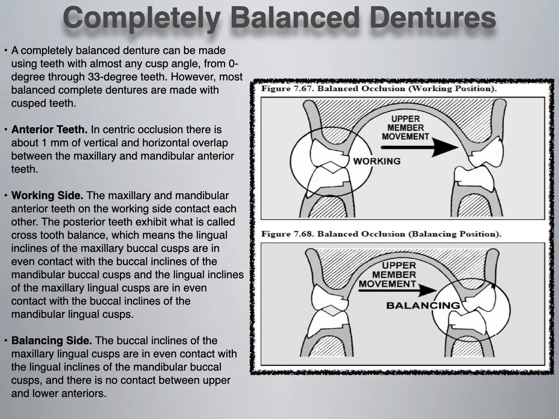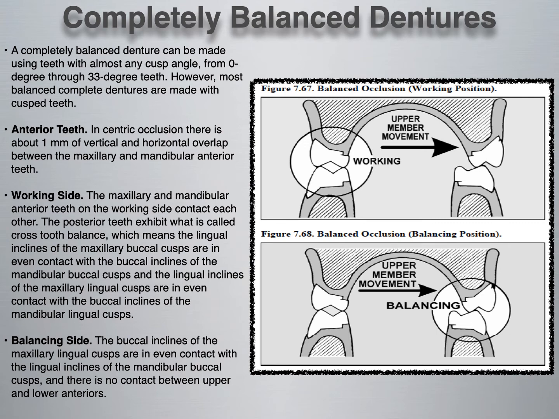Now, when we talk about the working side, the maxillary and mandibular anterior teeth on the working side contact each other. The posterior teeth exhibit what's called cross-tooth balance, which means the lingual inclines of the maxillary buccal cusps, right? And you can see that in the illustration on the working side circled, right? The lingual inclines on the inside of the maxillary buccal cusps are in contact with the buccal inclines of the mandibular buccal cusps. So we look at our mandibular buccal cusps and we see that the buccal portion of the buccal cusp is in contact with the lingual incline of the maxillary buccal cusp there, right? So when we look at our lingual inclines of the maxillary lingual cusps, they are in contact with the buccal inclines of the mandibular lingual cusps.